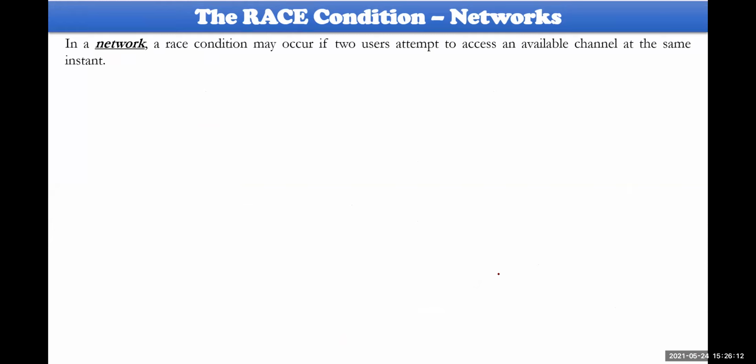Then in networks, how does a race condition exist? You have to remember one particular word: channel, the communication channel. While two or more users are trying to attempt the communication channel and it is not being allocated, such a scenario is called a race condition.